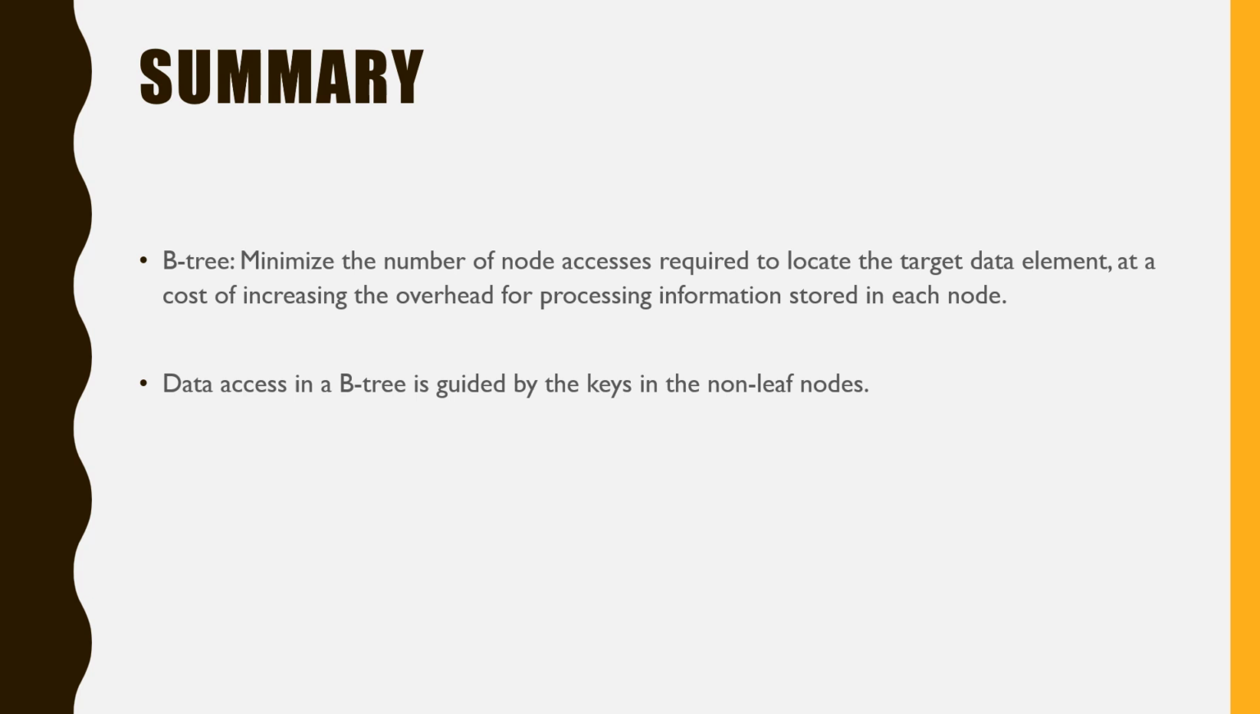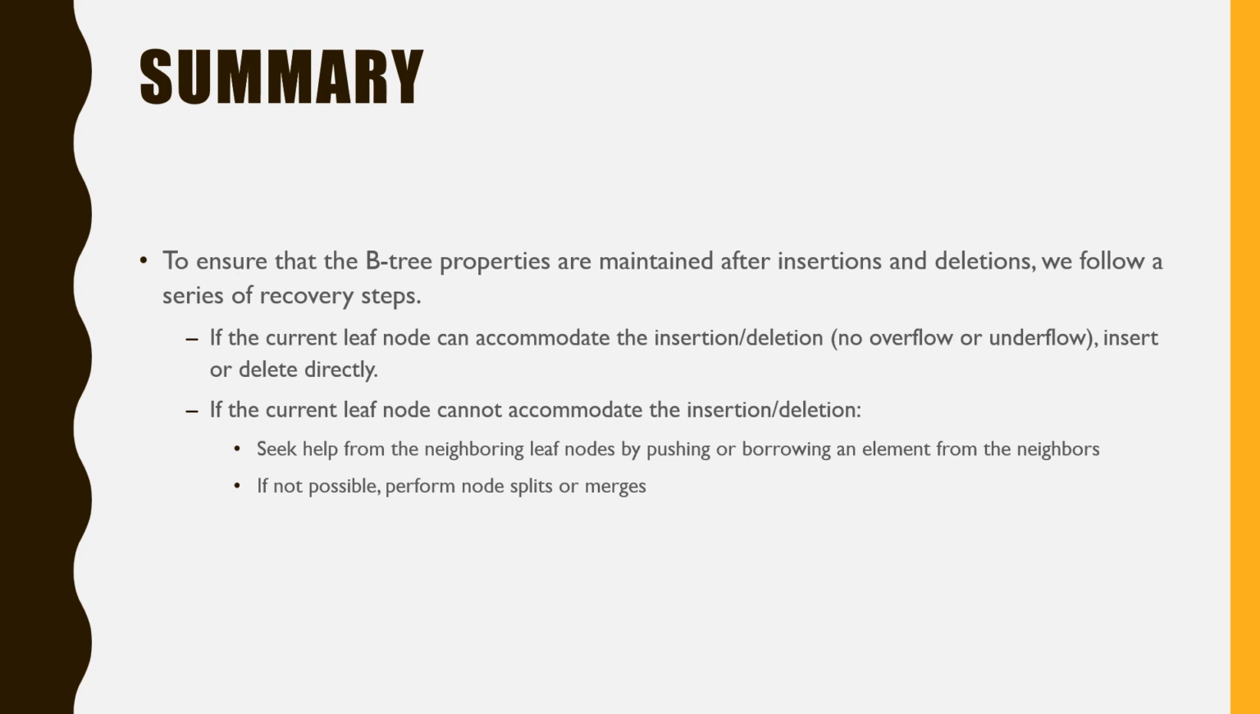Unlike the binary search tree and its variants, such as the AVL tree and the splay tree, which store data elements in both leaf and non-leaf nodes, the B-tree only stores data elements in the leaf nodes. To ensure that the B-tree properties are maintained after insertions and deletions, we follow a series of recovery steps. If the current leaf node is able to accommodate the insertion or deletion, that is, no overflow or underflow, we can directly insert or delete the element without further adjustments.